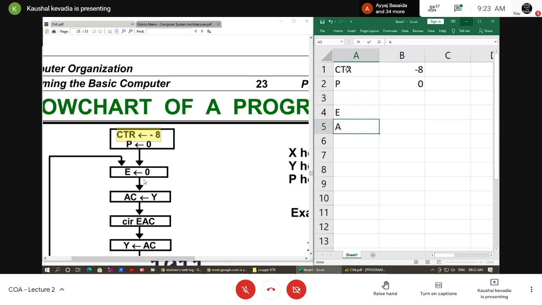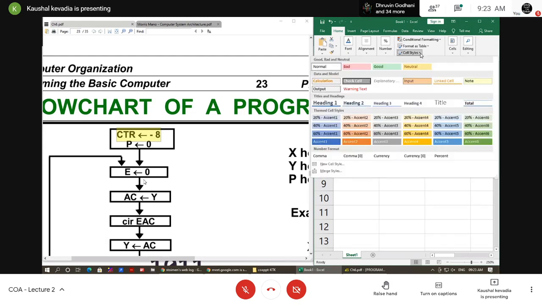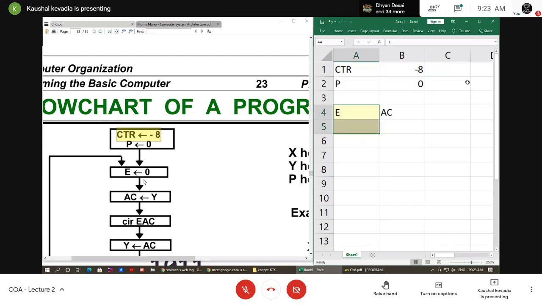Okay, there are two registers, E and AC. Let me make it into columns. Okay, यहाँ पे ये जो है वो ई रजिस्टर है और साइड में जो है वो एसी रजिस्टर है.